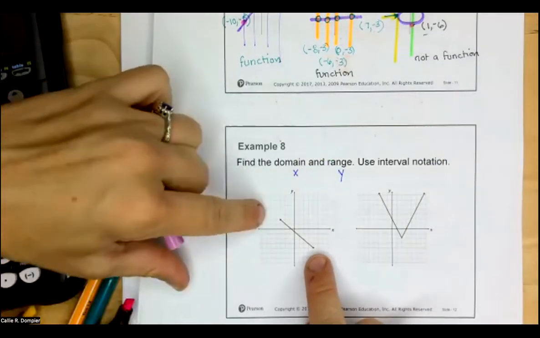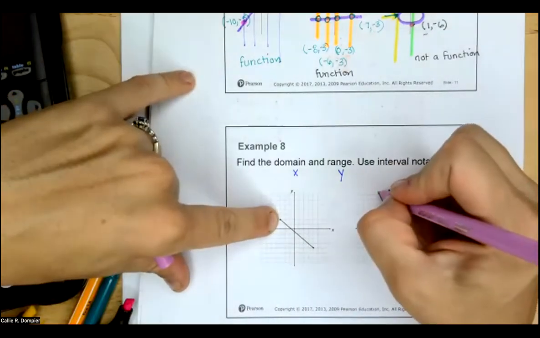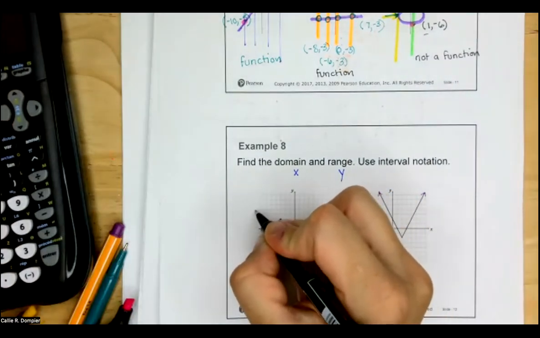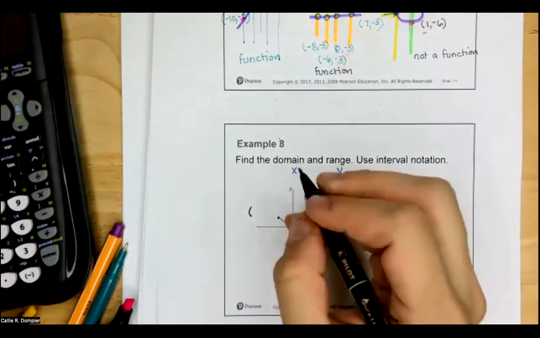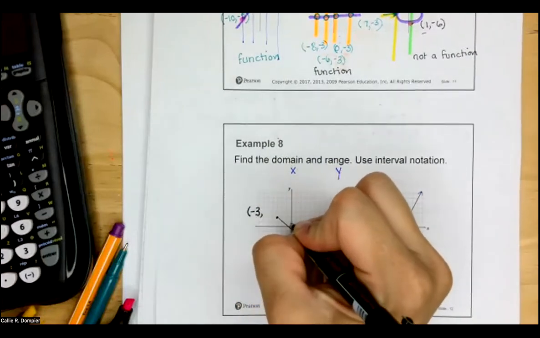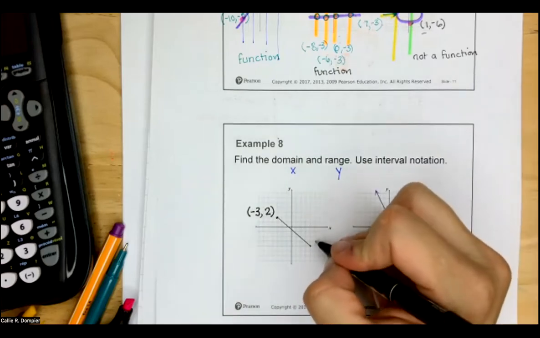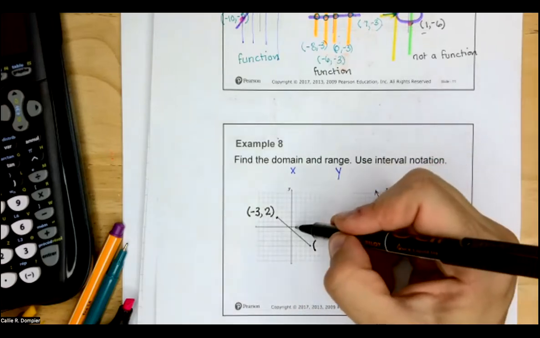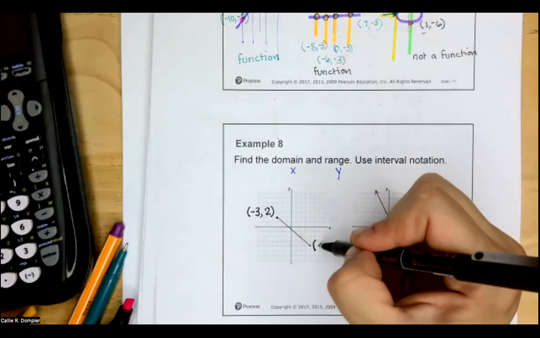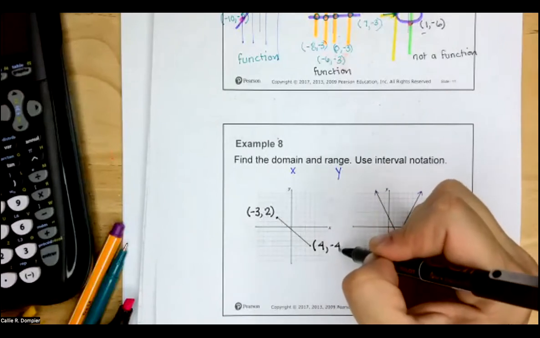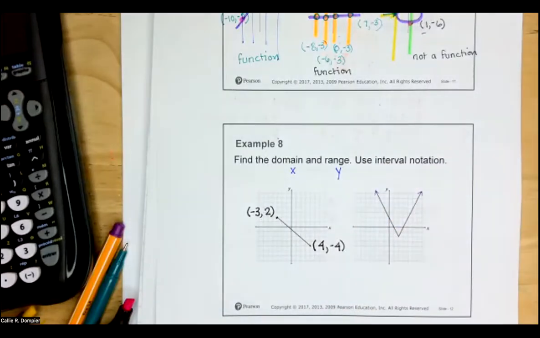These are not arrows, these are dots. These are arrows, okay? So this graph ends at the point -3 on the x, 2 on the y, right? Unless you printed off the notes, you have no idea, right? They're tiny. 1, 2, 3, 4. X is 4, y is -4. Okay, so find the domain and the range, and write it in interval notation.